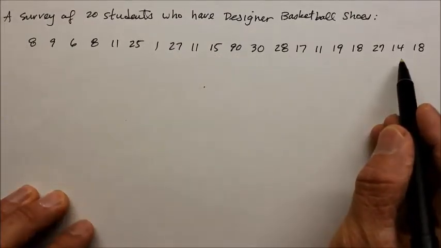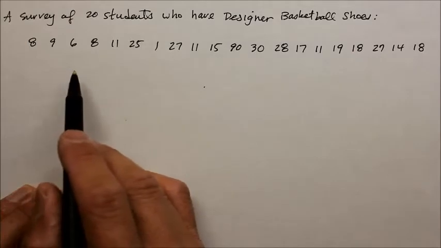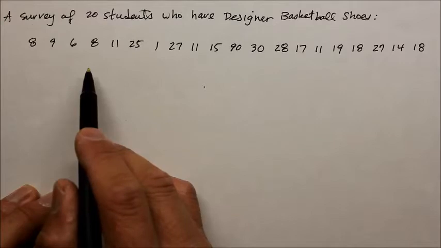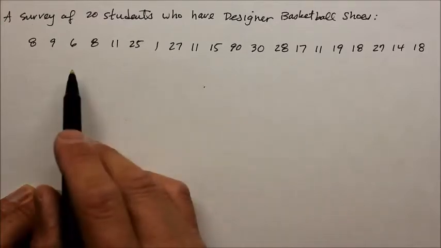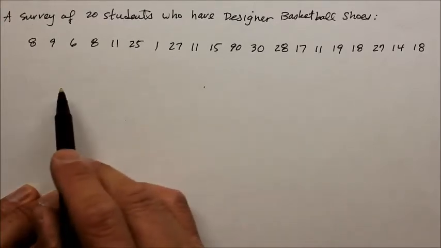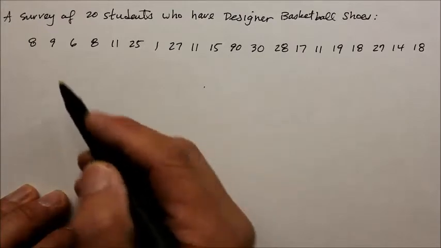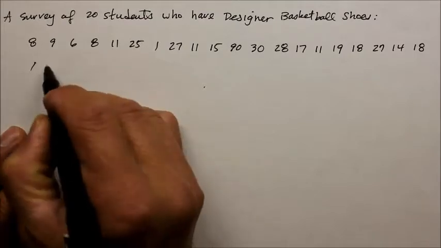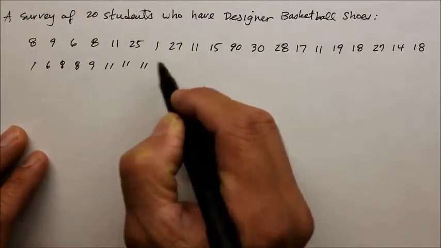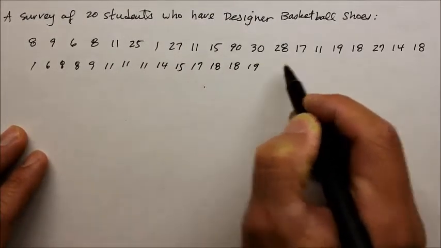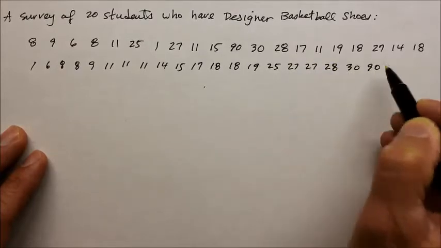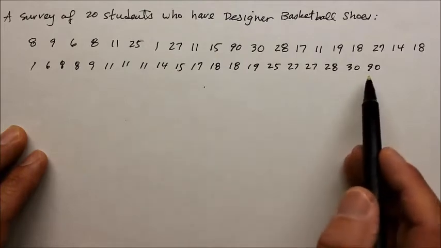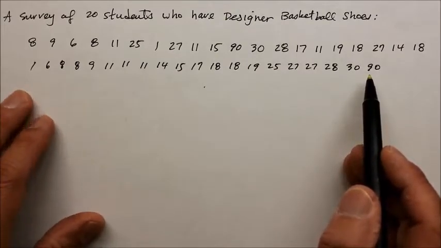So now we're going to use the number of these designer athletic shoes and represent it using the box and whisker plots. In order to do that, we have to put these numbers in sequential order from the smallest to the largest. And so, here I go. There it is. Okay, in ascending order.